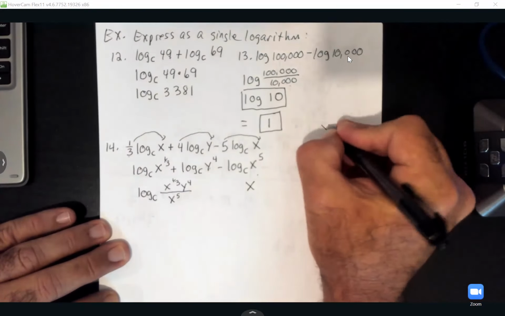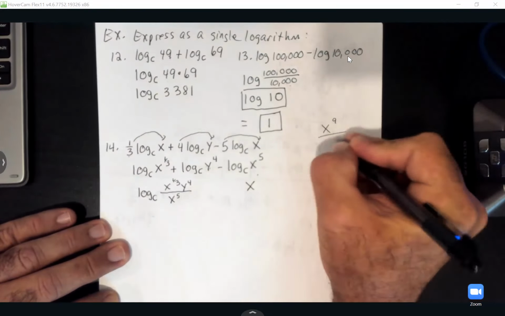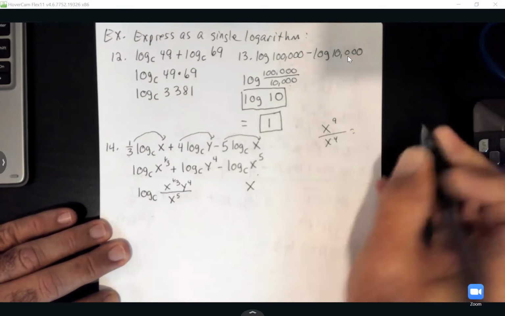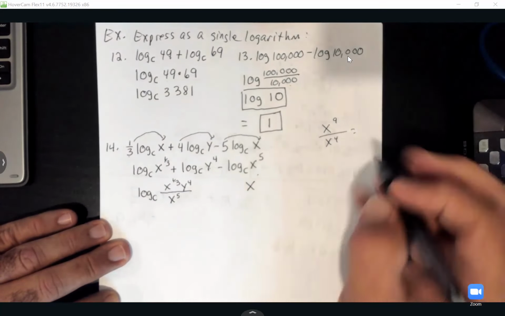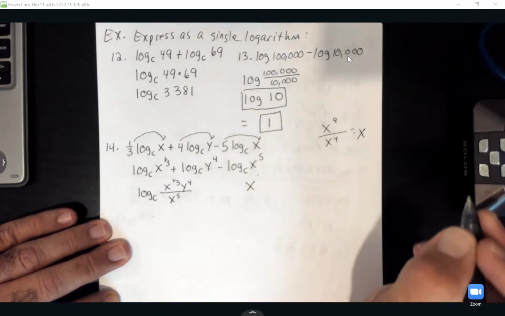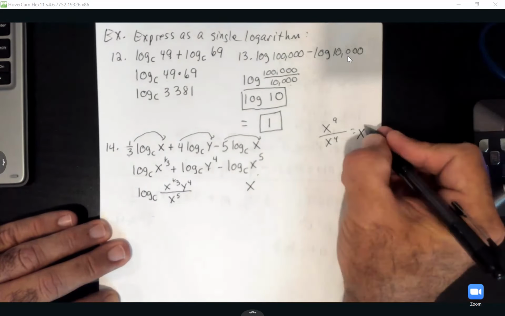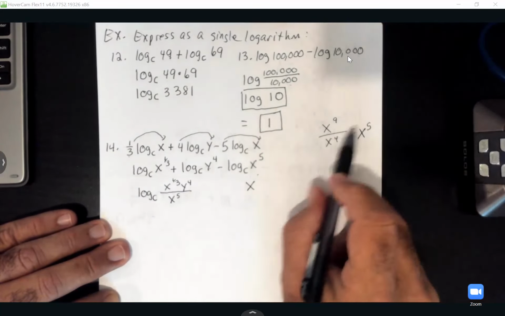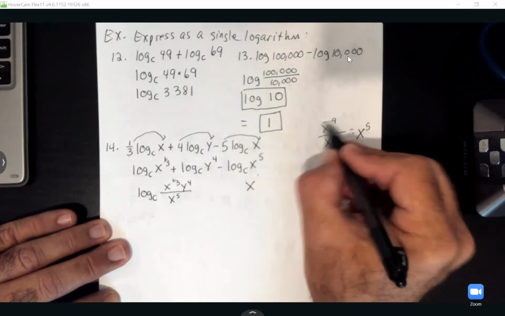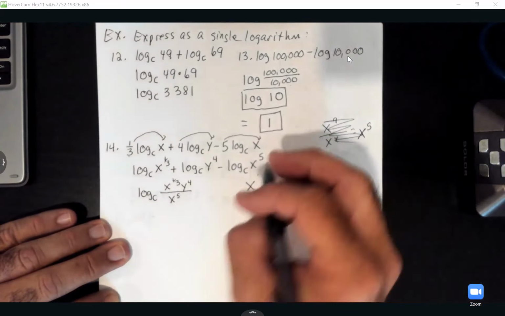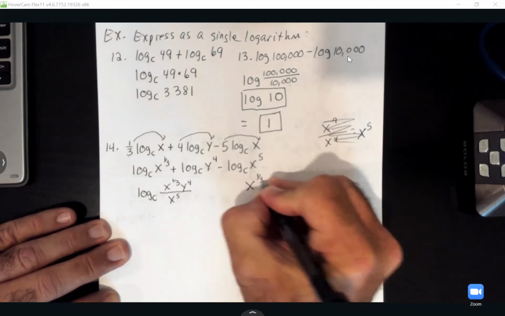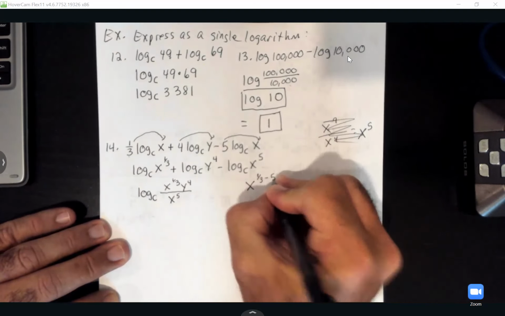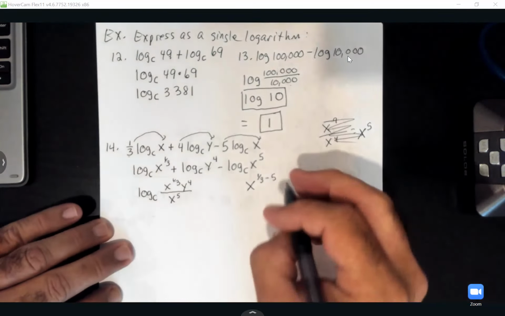Remember a while ago when I had, say, an X to the 9 over X to the 4? What do we do to those exponents? Subtract. We subtracted them so that I got an X to the 5 out of that. So we're going to take the 1/3 and subtract the 5 and see what that gives us.